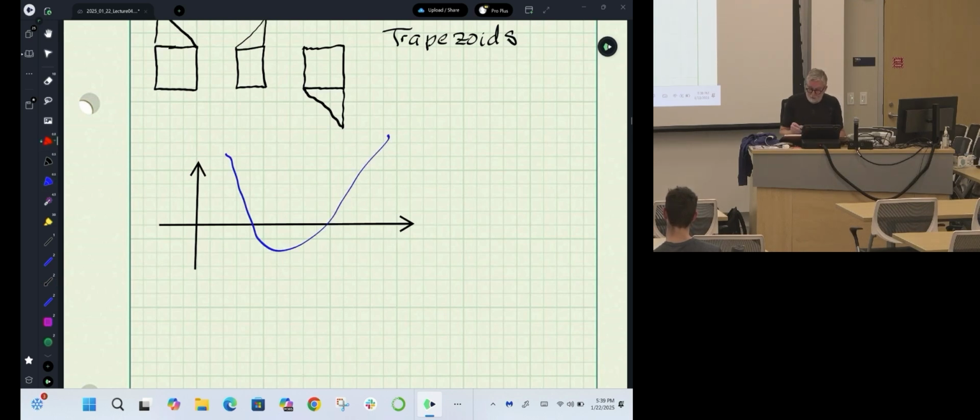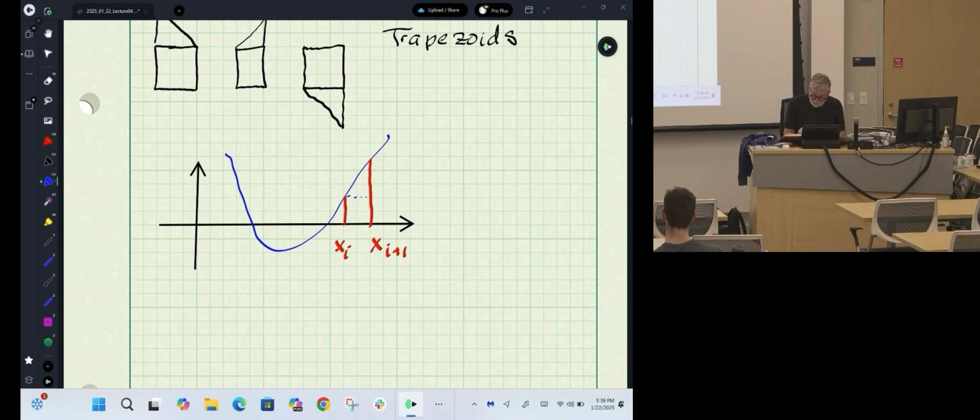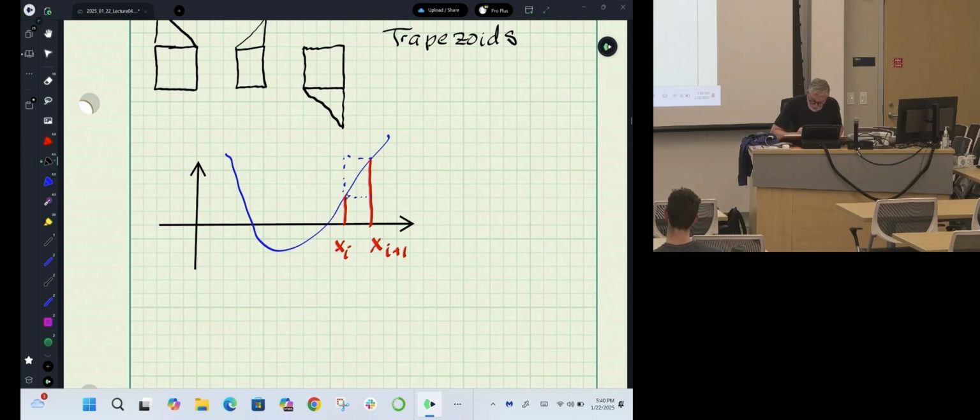And the reason we like them is that if this is x sub i plus 1, this is x sub i. If we're doing rectangles, we would use those two rectangles. But it seems a lot smarter to just connect these two points by a line and make a trapezoid, okay?